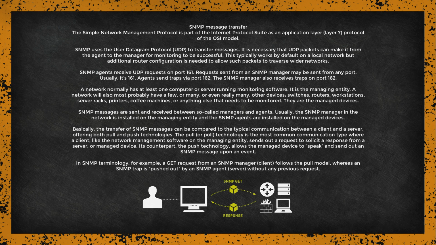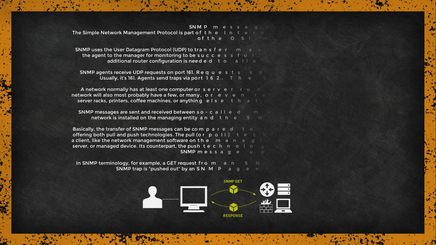SNMP agents receive UDP requests on port 161. Requests sent from an SNMP manager may be sent from any port. Usually, it's 161. Agents send traps via port 162. The SNMP manager also receives traps on port 162.